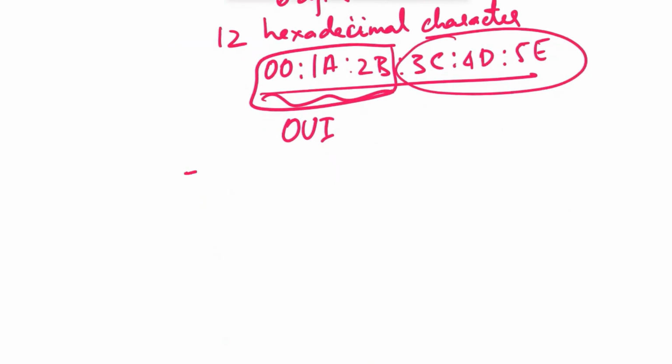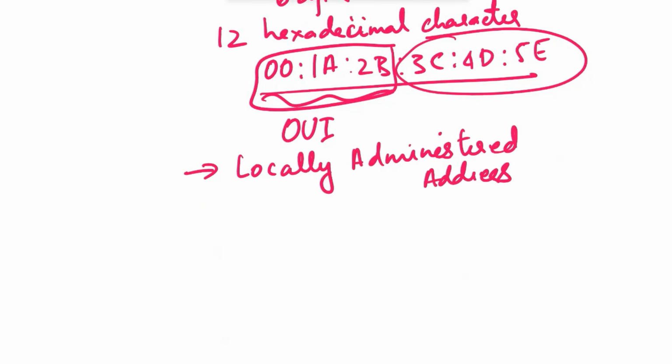Next characteristic of MAC: locally administered address. In addition to globally unique addresses, network administrators can assign locally administered MAC addresses to devices. These addresses are not registered with the manufacturer and can be useful for specific network configurations or testing purposes.